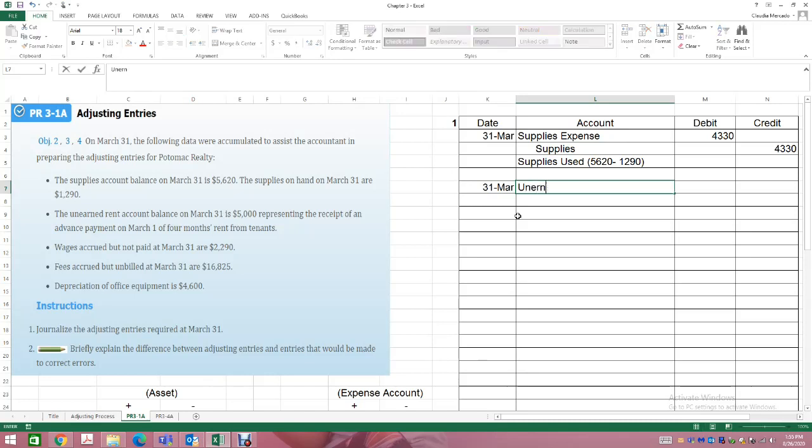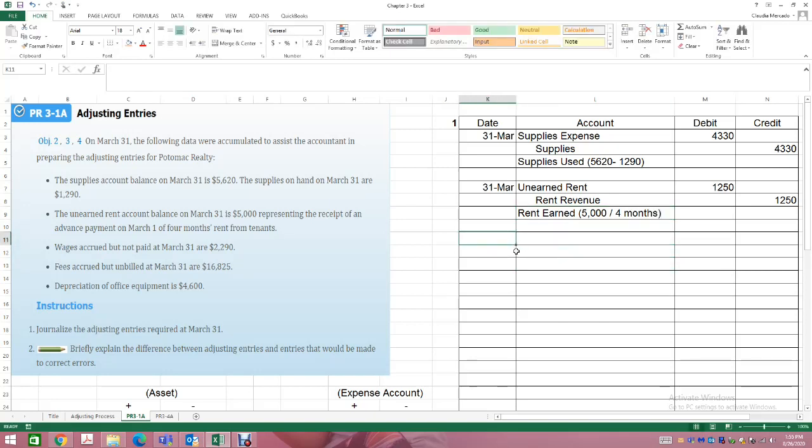So it's unearned rent of $1,250. And then I have rent revenue of $1,250. And then this is rent earned, and it's the $5,000 divided by the 4 months. And that's going to give you your monthly rent. Okay. So that's the second entry.